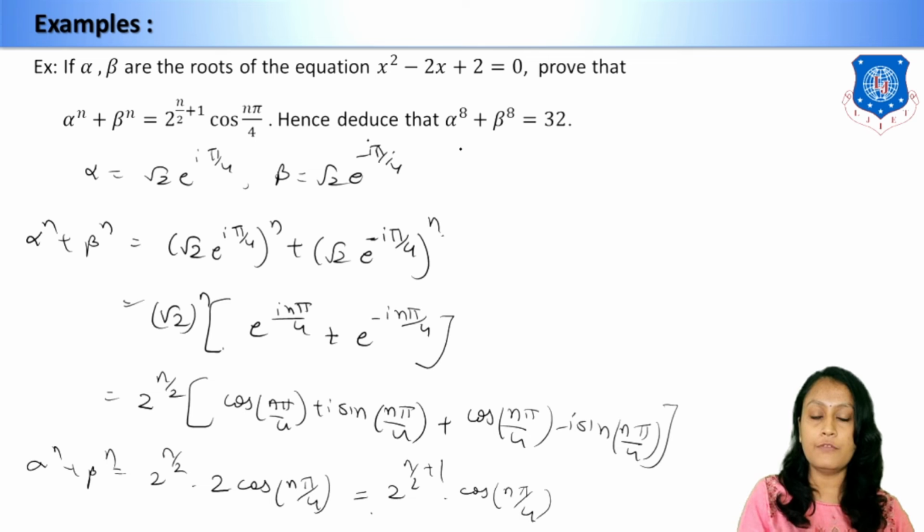Now from this result we have to find alpha raised to 8 plus beta raised to 8. So let's take n is equal to 8.